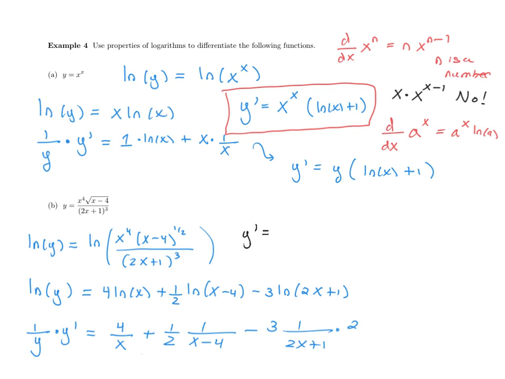y prime is equal to x to the fourth times the square root of x minus 4, all over 2x plus 1 cubed, times 4 over x plus 1/2 times 1 over x minus 4, and I'll put minus 6 over 2x plus 1.